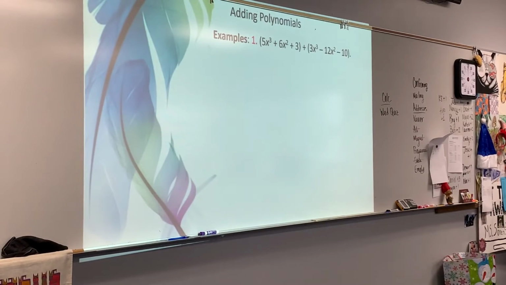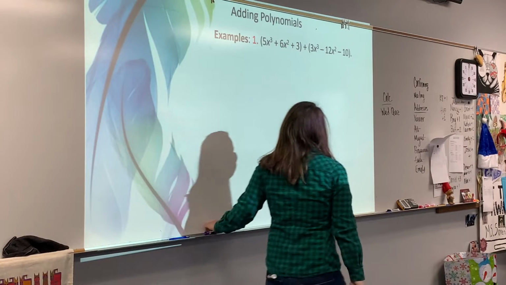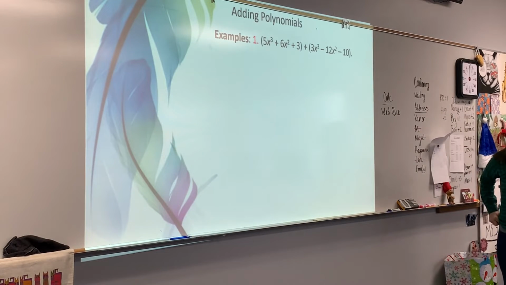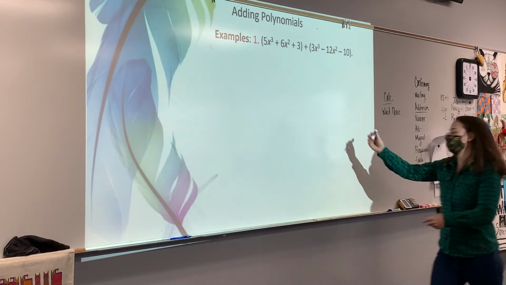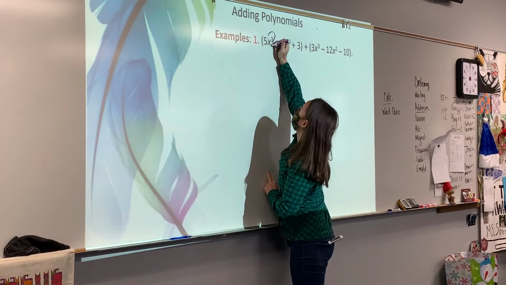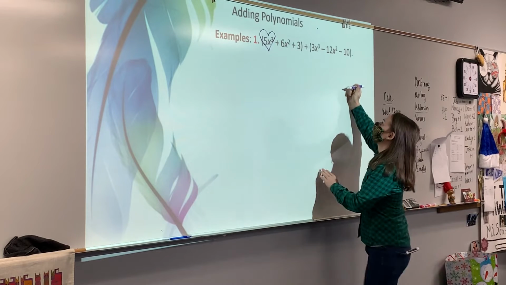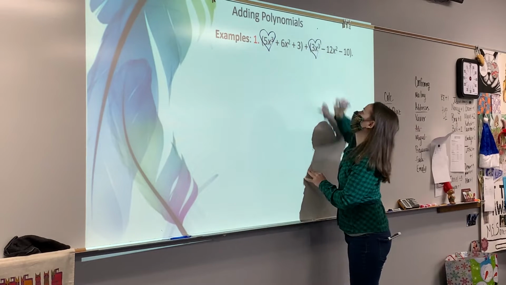All right, so our topic is adding polynomials. And what I like to do is draw some common pictures around the common terms. So for example, for my x cubes, let's draw a heart. So I'm going to go around my x cubes, I'm going to draw a heart. Then I'm going to find another x cubed term, draw a heart.